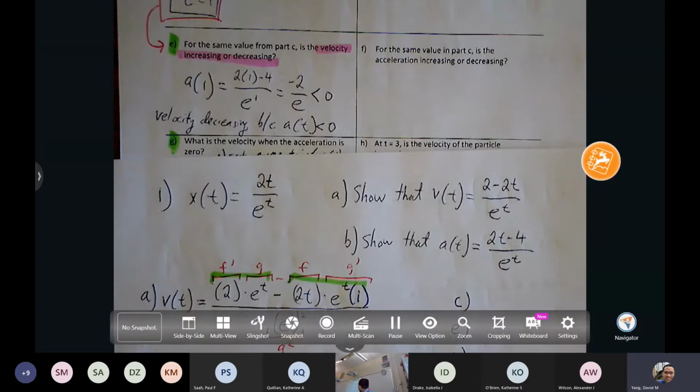Okay, for G, what is the velocity when acceleration is 0? This is a two-step process. How should we begin this problem? We should set the acceleration equal to 0. That will help us find the time. And then once we have the time, we can plug that t value into the velocity. Now acceleration is, again, numerator and denominator. We want to find when acceleration is 0, so we look at just the numerator.